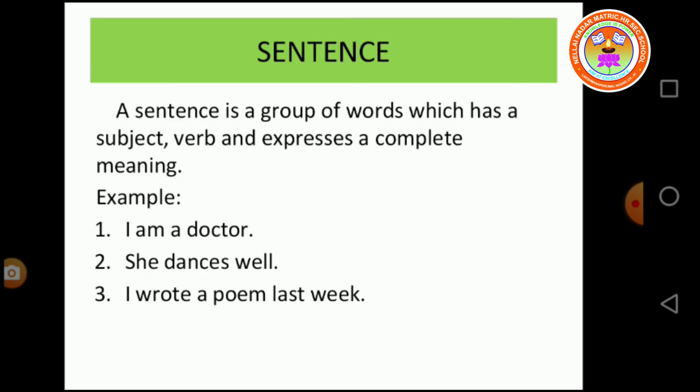First, sentence. A sentence is a group of words which has a subject, verb, and expresses a complete meaning. For example, I'm a doctor. She dances well. I wrote a poem last week. All these three sentences express a complete meaning. Hence, these are all called sentences.